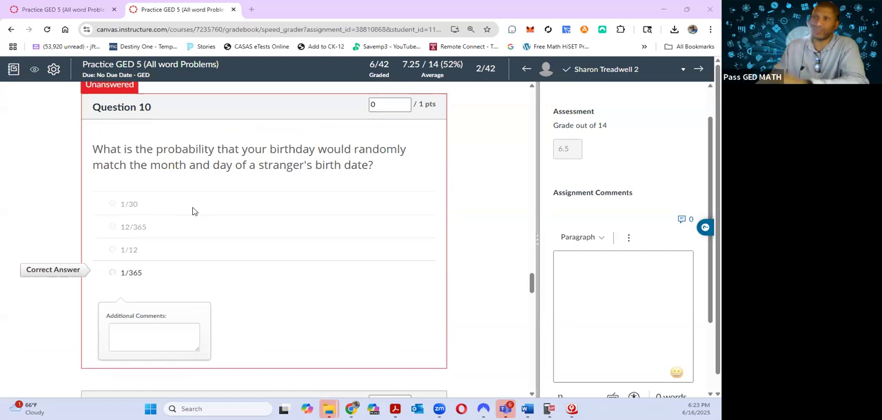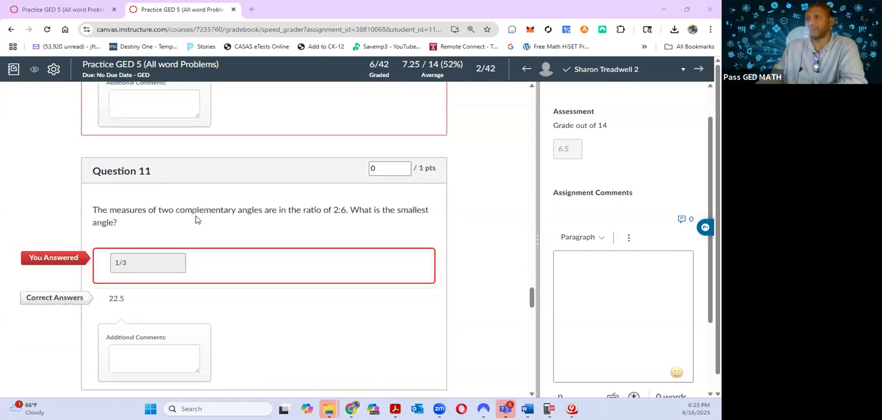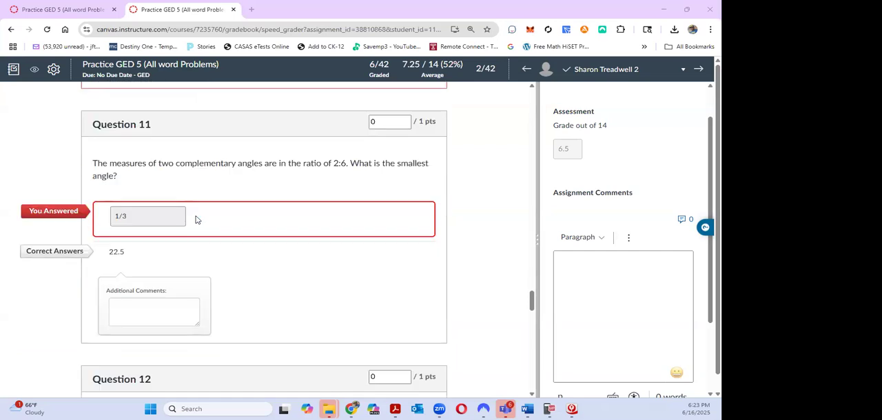We're not even gonna do that one. That's 1 out of 3. One day out of 365. Wait, what did I get wrong here? What did I do wrong? I did something wrong.